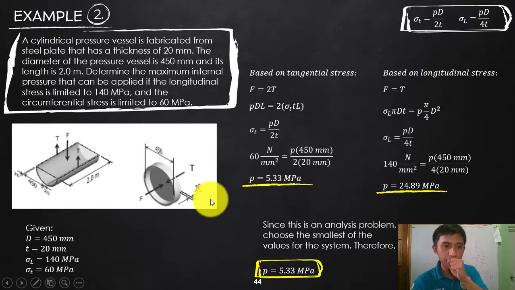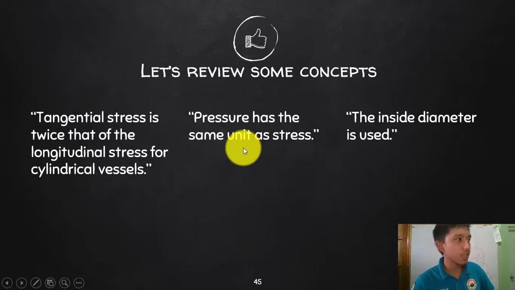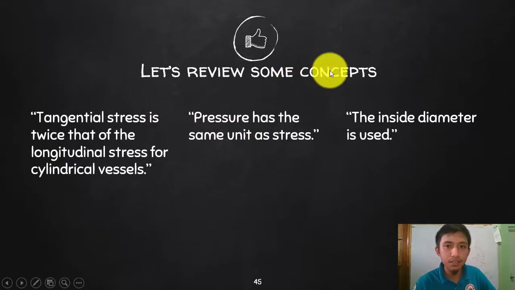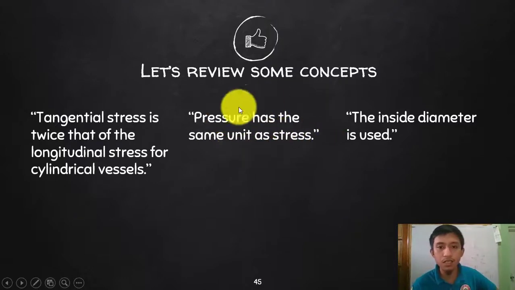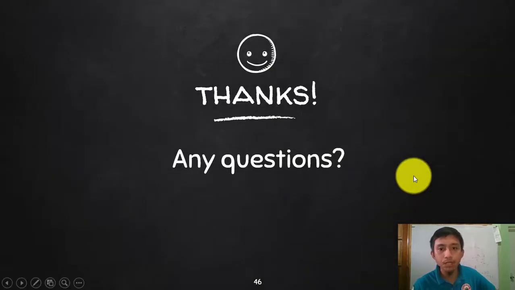Okay, to end our discussion for this unit, let's try to recall some important concepts. Tangential stress is twice that of the longitudinal stress for cylindrical vessels. This is only for cylindrical since that is what we derived. Pressure has the same unit as stress, and this is discussed in your physics. And the inside diameter is used since mostly that is what is given in the problem. So that ends our unit 4 of module 1, and at the same time the entire module 1, since this is the end topic of your simple stresses.